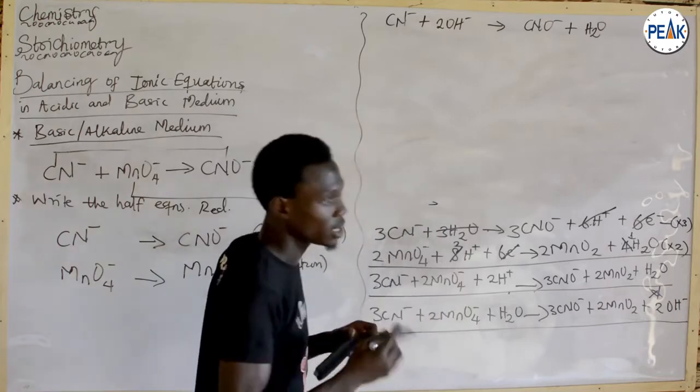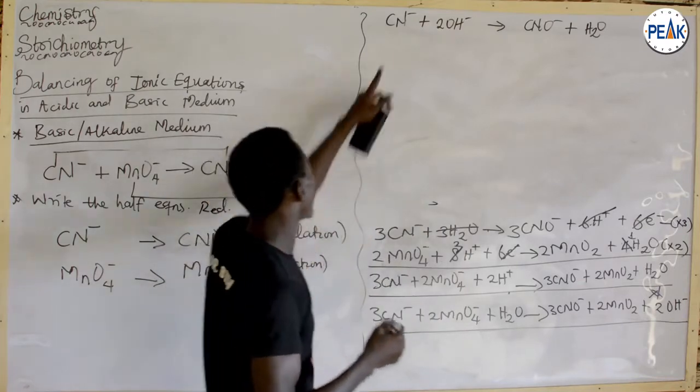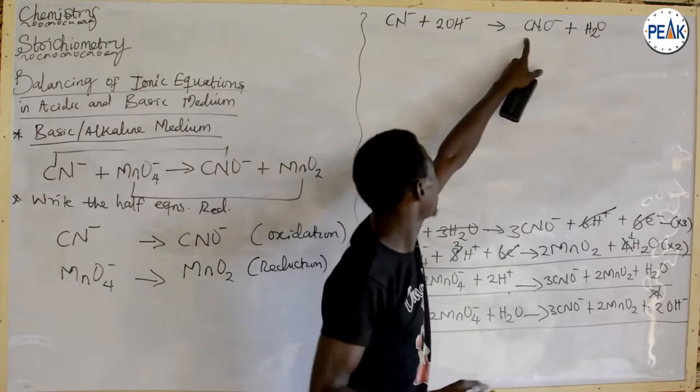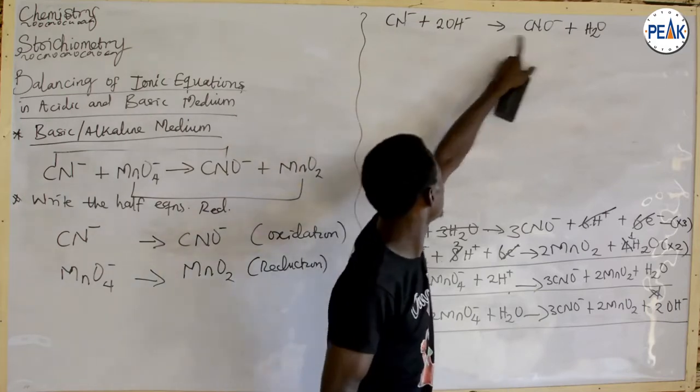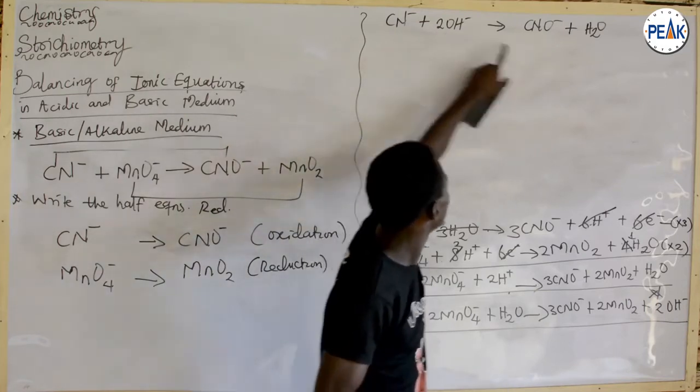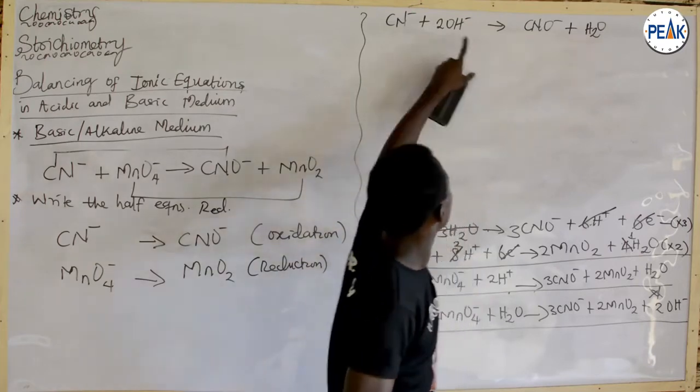OH-. Let's check if this is already balanced atomically. I have 1 carbon here, 1 carbon here. 1 nitrogen, 1 nitrogen. 2 oxygen, 1 plus 1, 2 oxygen.